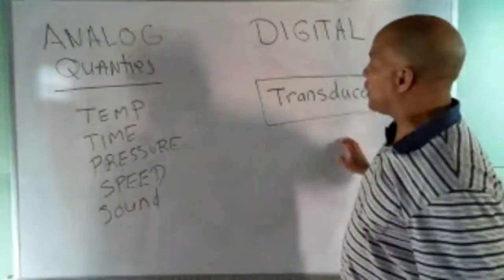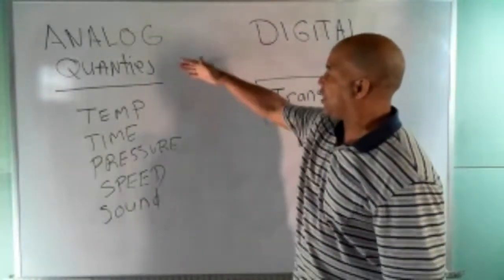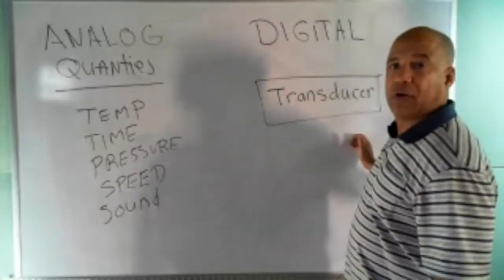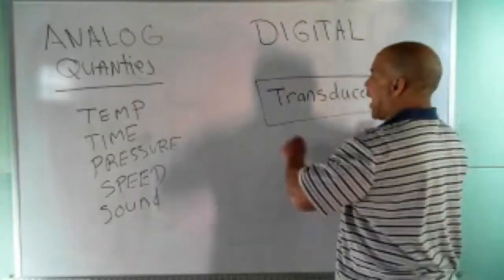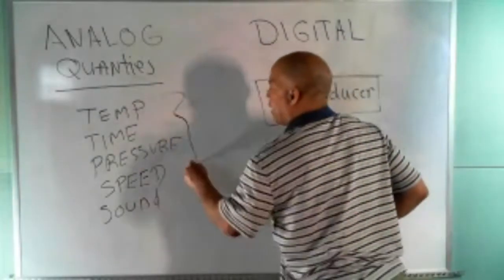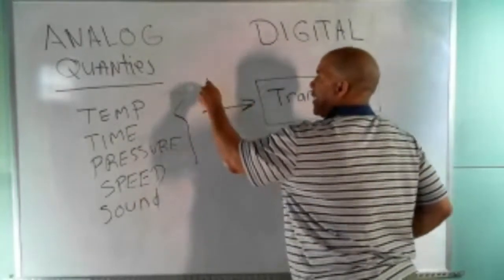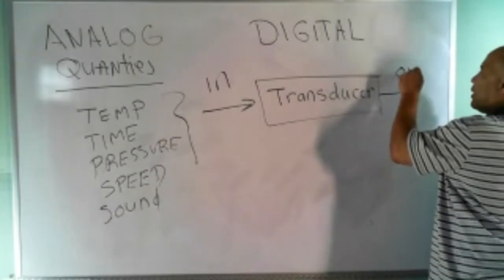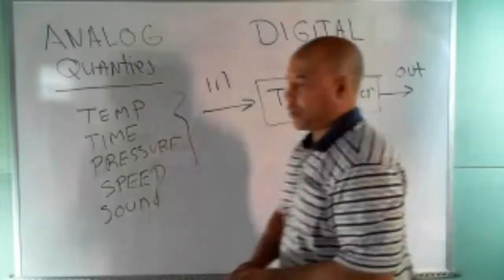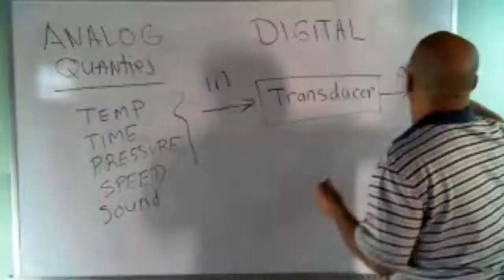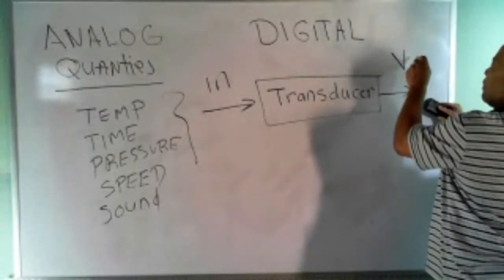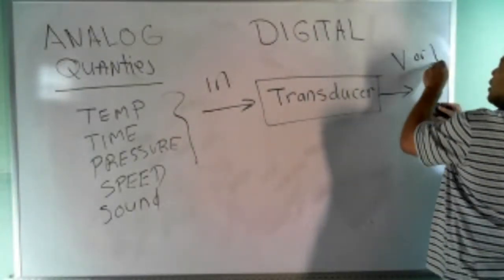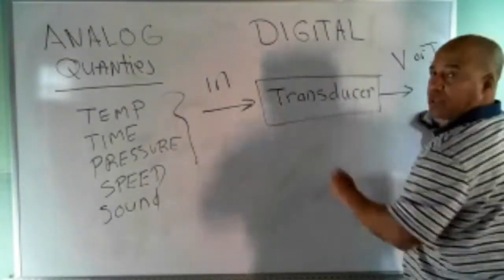So what we do is we use transducers to take these physical quantities and turn them into a voltage. One of those physical quantities goes in, and I get some kind of proportional voltage out. Let's say voltage or current. So I get out a voltage or a current, and it's proportional to the input.